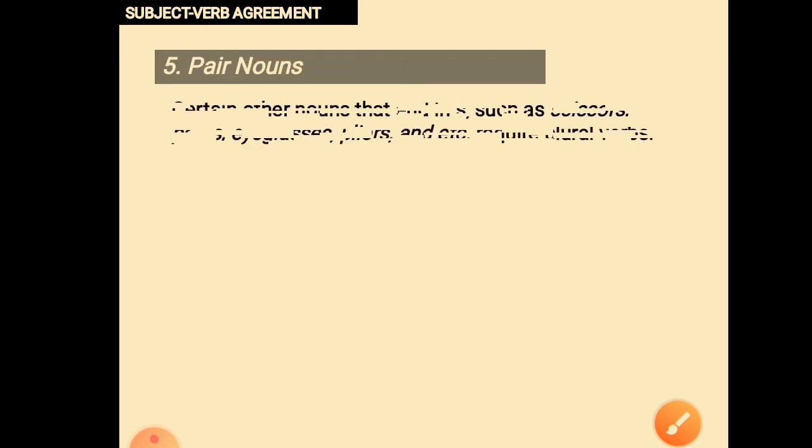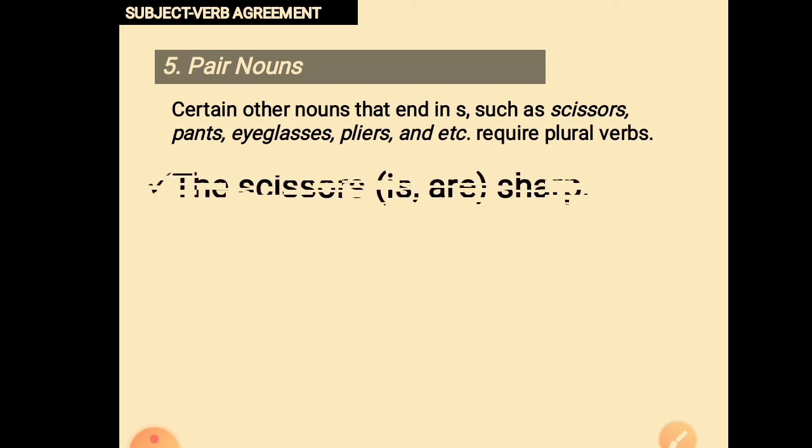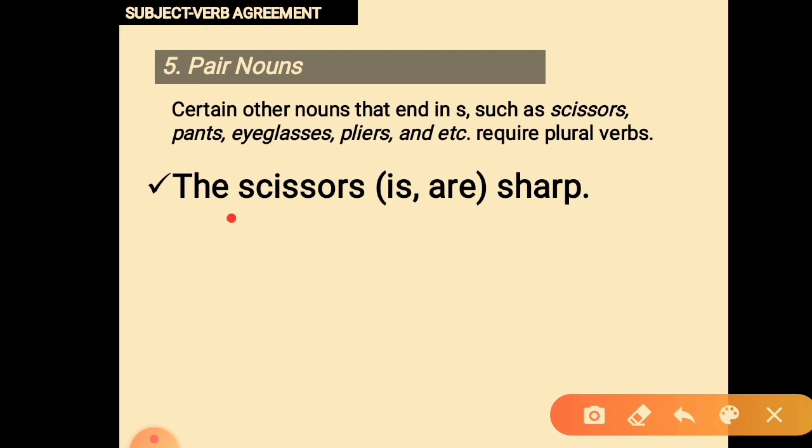Next, pair nouns. Certain other nouns that end in S, such as scissors, pants, eyeglasses, pliers, and etc., require plural verbs. So these words require plural verbs. For example, the scissors are short. In this sentence, we have the subject, which is scissors, and scissors ends with the S, so the verb that we'll be using is a plural verb, so it should be are. Okay? Kapag scissors talaga siya, plural verb ang gagamitin.